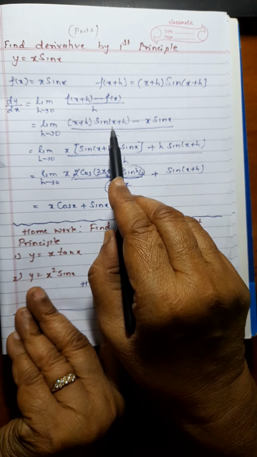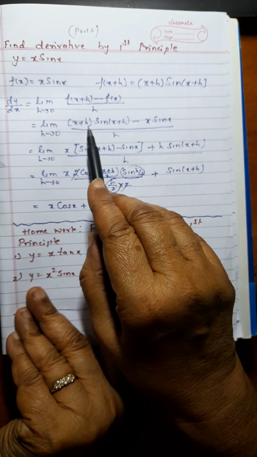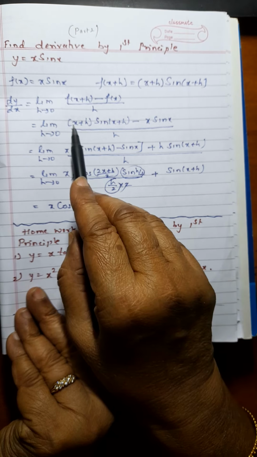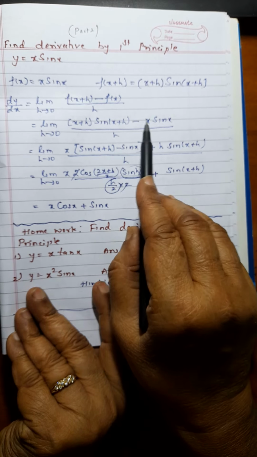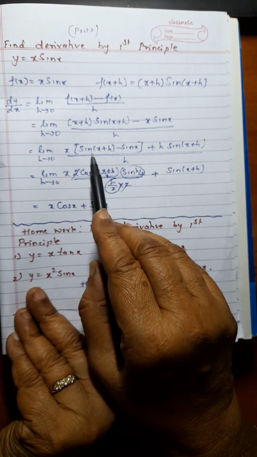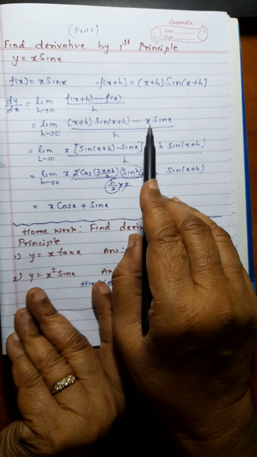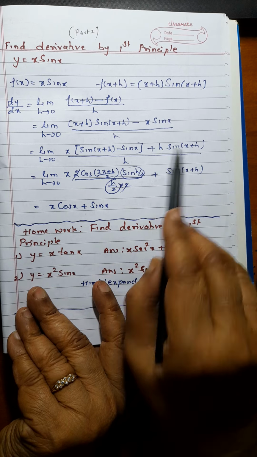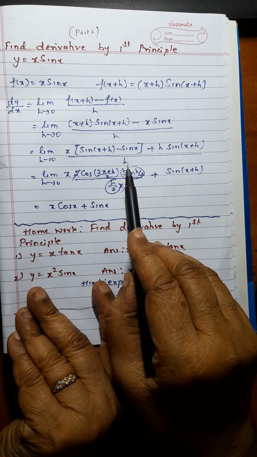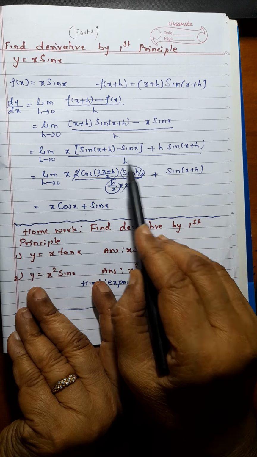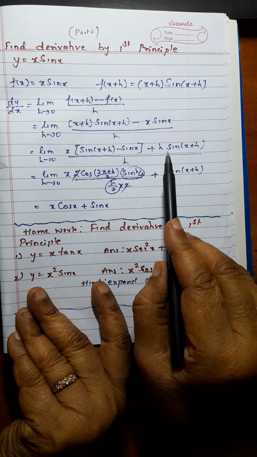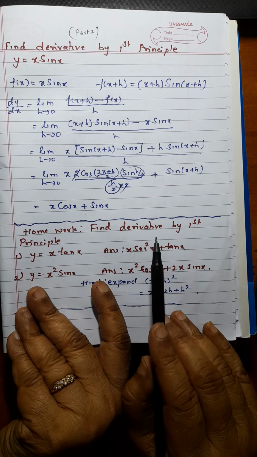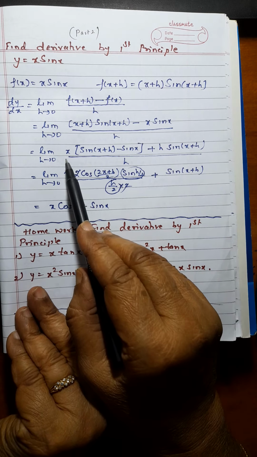I will not use a formula for this. I will multiply x into this, h into this. Terms containing x I will take together: sine of (x plus h) minus sine x, and h sine of (x plus h) separately, divided by h. Now I will separate this upon this. When I do this upon this, h will cancel and I will get sine of (x plus h). And this will be x here.